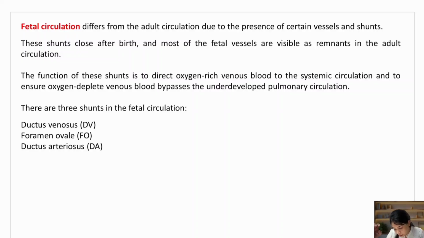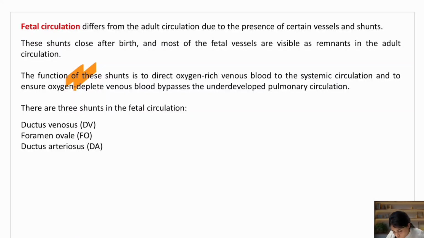Fetal circulation has the presence of certain vessels and shunts, and these shunts close after birth, and most of the fetal vessels are visible as remnants in the adult circulation. So why are these shunts there? The function of these shunts is to direct the oxygen rich venous blood to the systemic circulation and to ensure that oxygen depleted venous blood bypasses the underdeveloped pulmonary circulation.